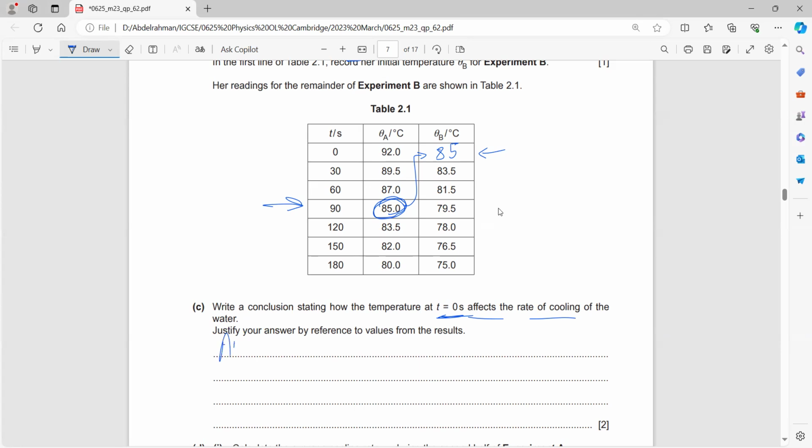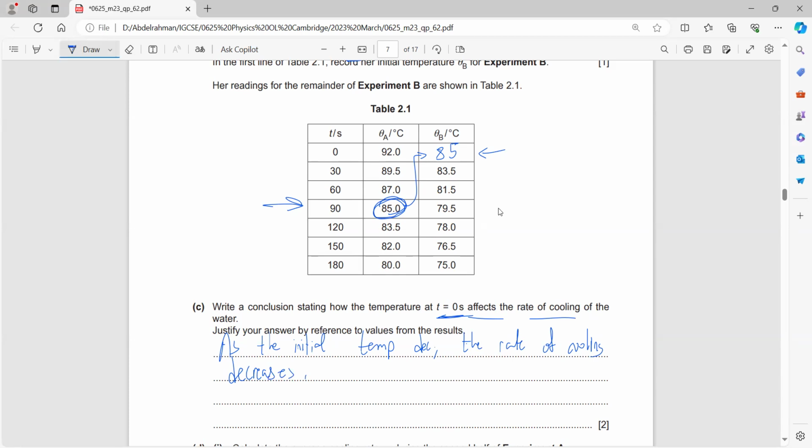As the initial temperature decreases, the rate of cooling decreases. Again, we must justify using numbers from the table. How can I use numbers from the table?